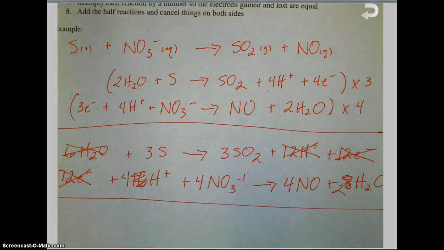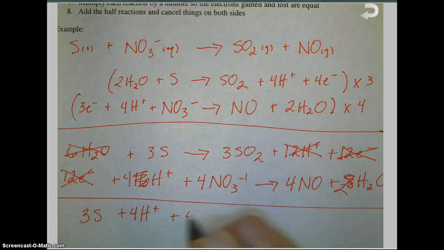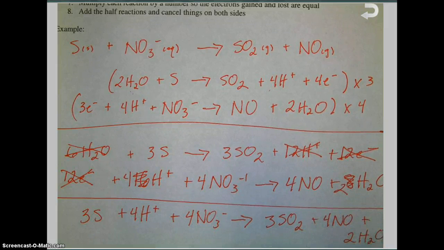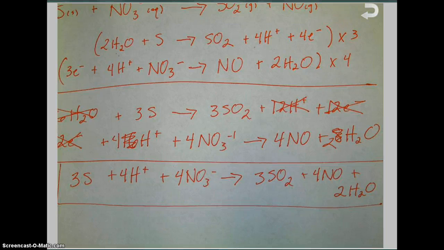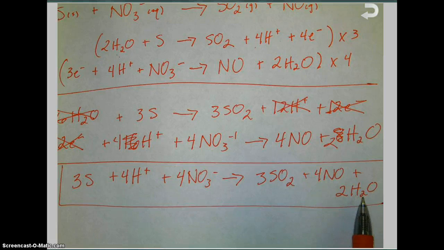Now we combine everything that we have left. So we're going to have 3 S plus 4 H+ plus 4 nitrates yields 3 SO2 plus 4 NO plus 2 H2O. Okay, so that now is our balanced redox reaction, and we couldn't have done that without adding the hydrogen ions and the water molecules. So it ends up balanced, but it has to go through that very distinct process to become balanced.